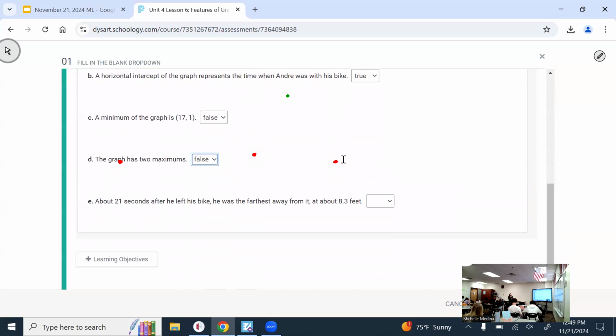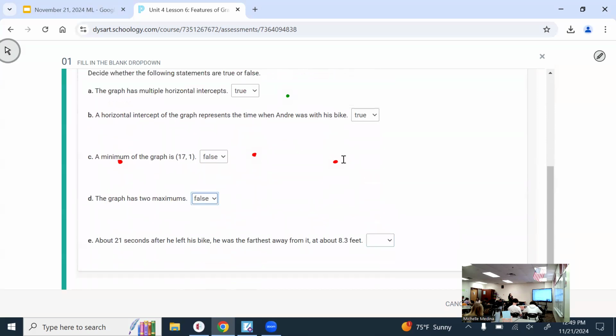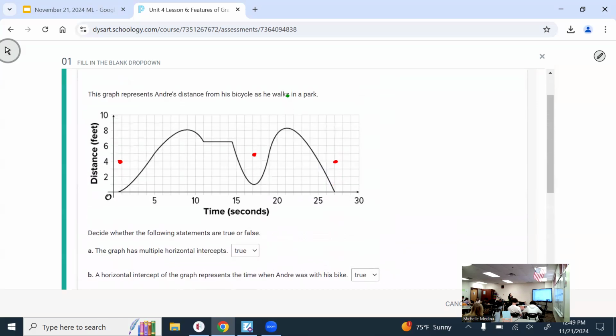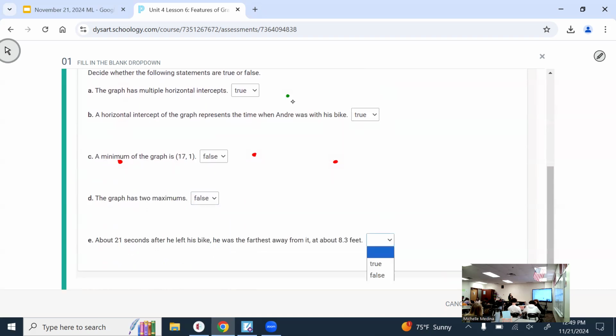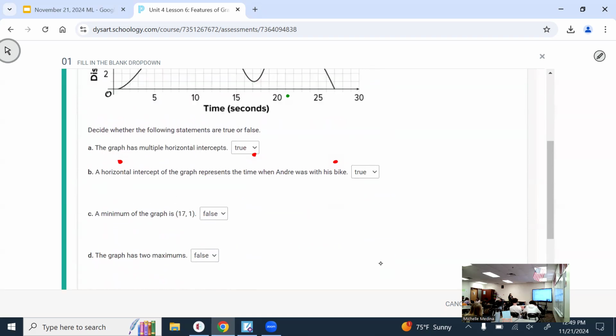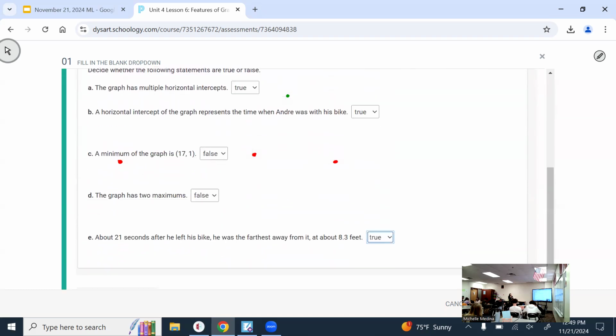And about 21 seconds after he left his bike, he was the farthest away from it at about 8.3 feet. So after he left his bike, and that was its highest, about 8.3. That looks pretty good to me. All right, I definitely made sure the units were correct. So 21 being the X, 8.3 being the Y, and that matches the T. Exactly.